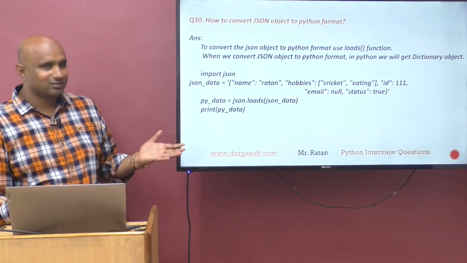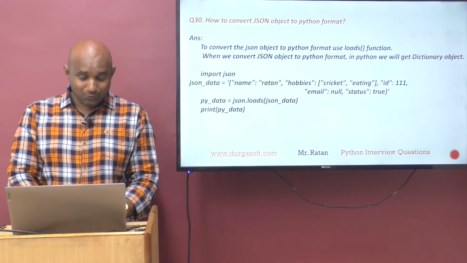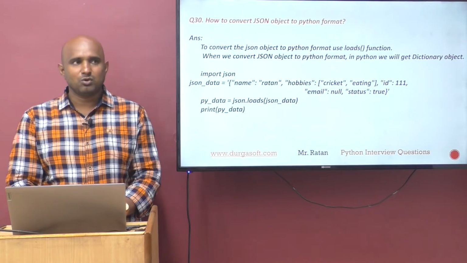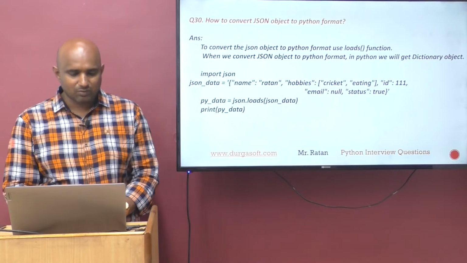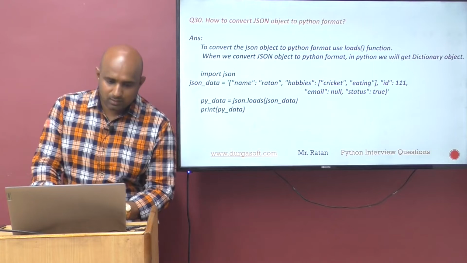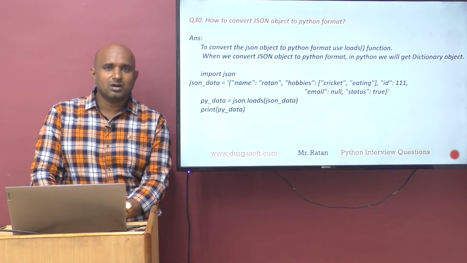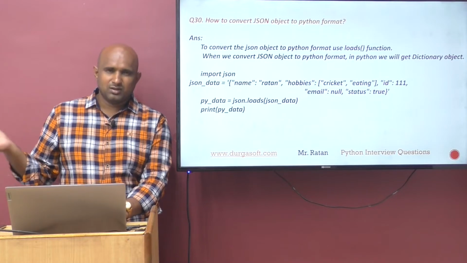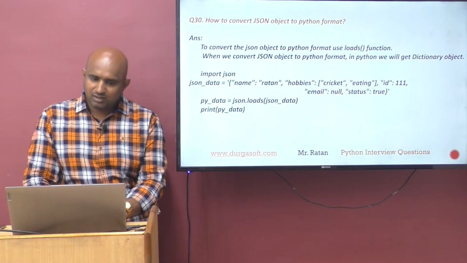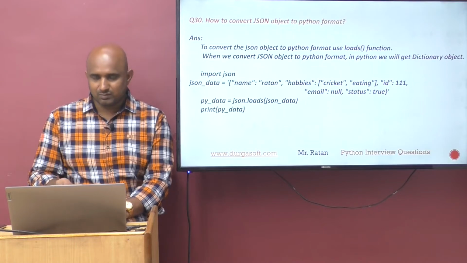This question is important. How to convert a JSON object to the Python format? Because when we are calling web services, REST calls, the service gives the response in JSON format. We need to convert the JSON object into Python format, because we are working on a Python application.